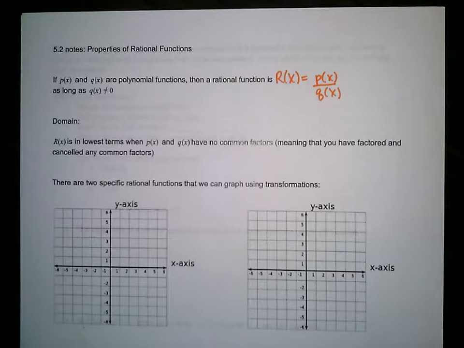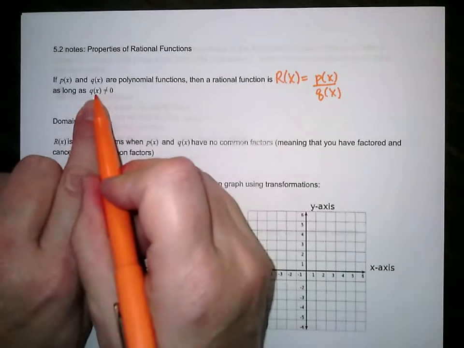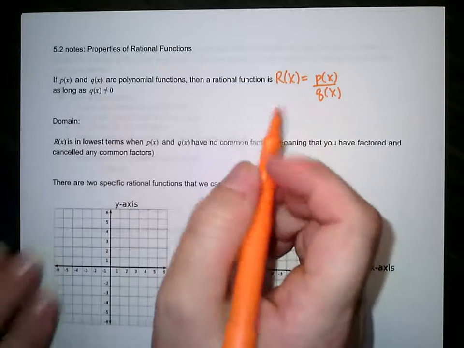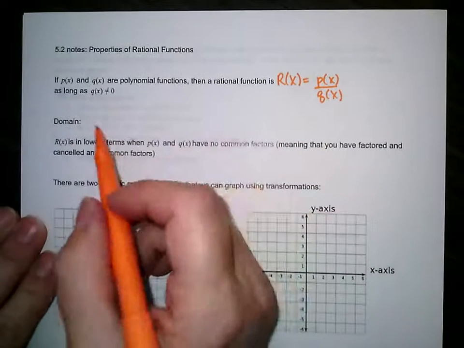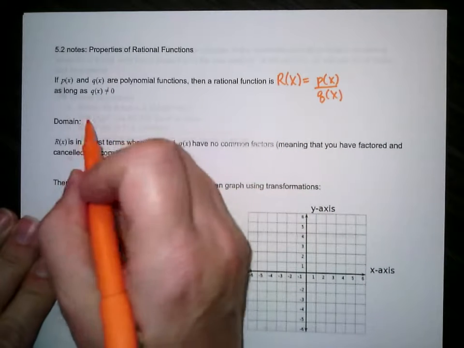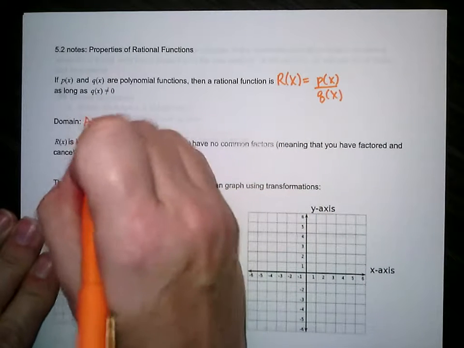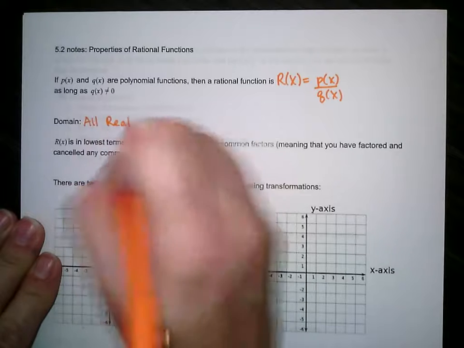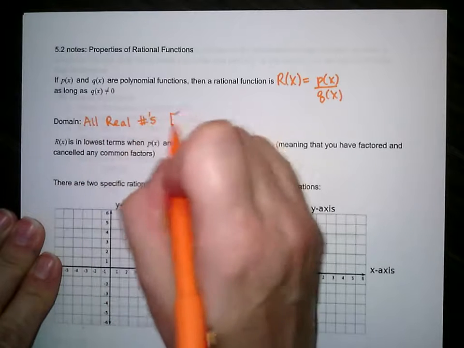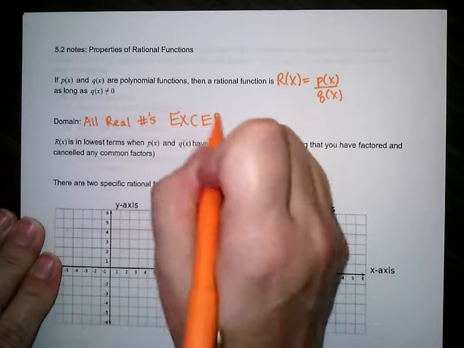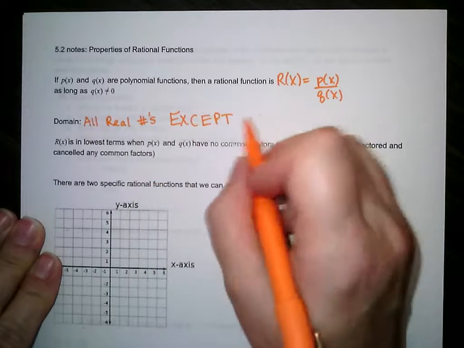But we have to be careful because we've now introduced a domain restriction because our denominator q of x cannot equal 0. So that brings us directly to domain. The domain for a rational function is going to be all real numbers except the ones that make the denominator equal 0.